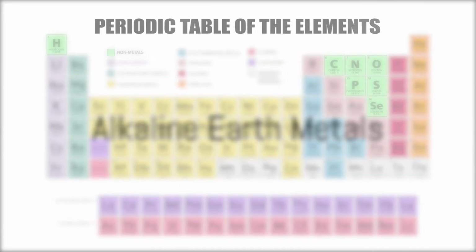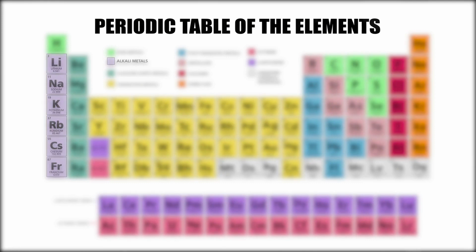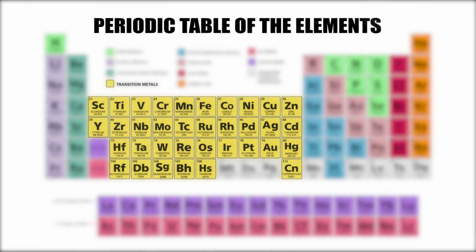Next, in Group 2, we have the alkaline earth metals. They too are reactive, but less so than their cousins in Group 1. They include elements like magnesium and calcium.